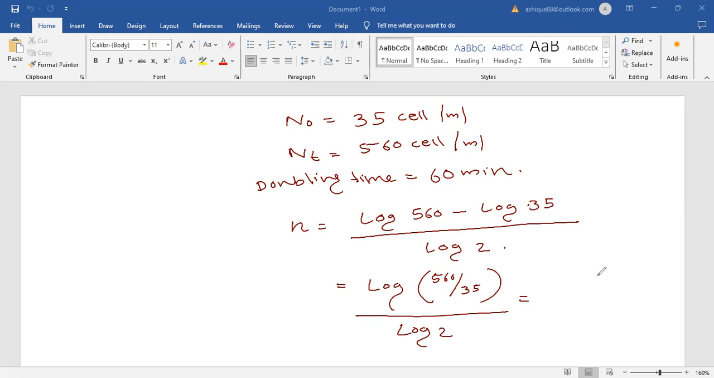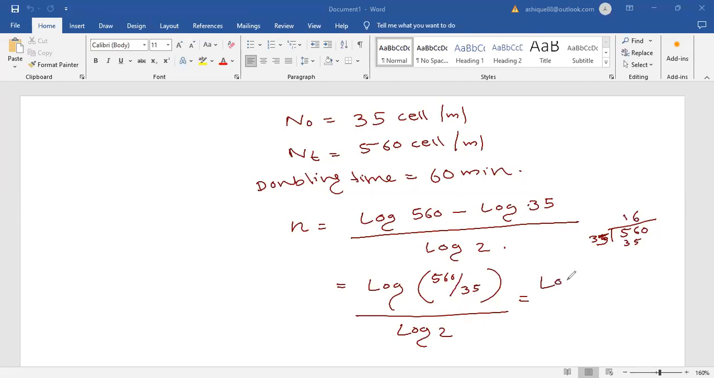That will be equal to, where is my calculator? Does anyone have a mobile phone with you? Just 560 divided by 35. What is the value of 560 by 35? 35 will come here. In 56, that is 1. 16, 35. 16, right? Yes, sir.